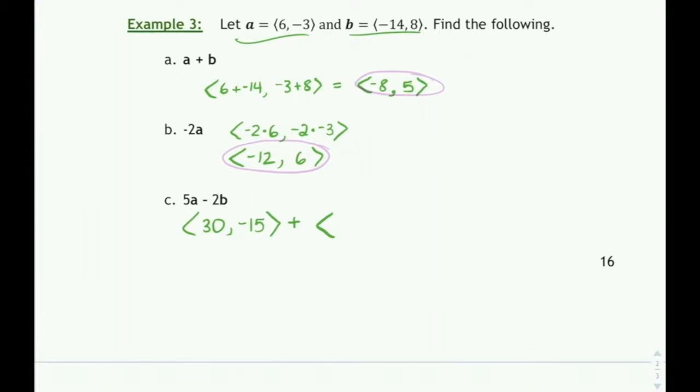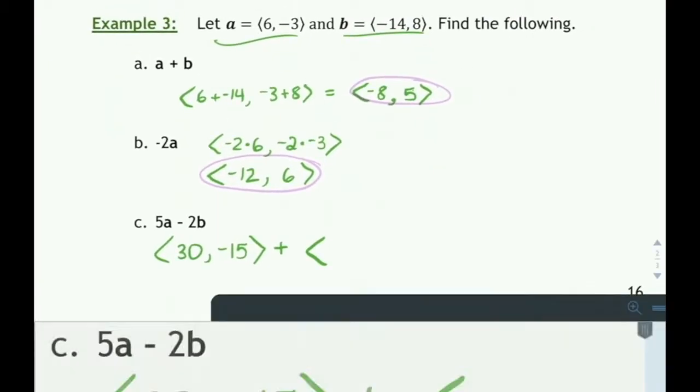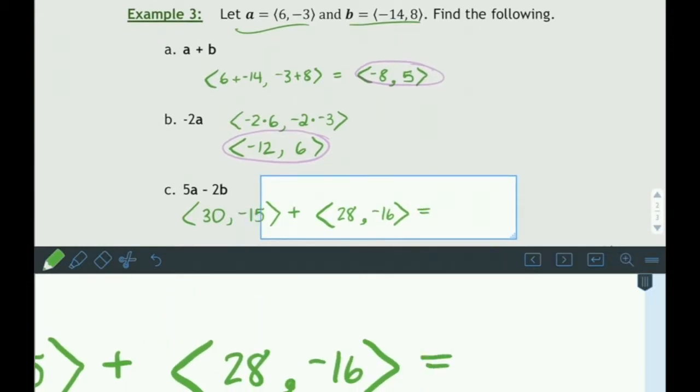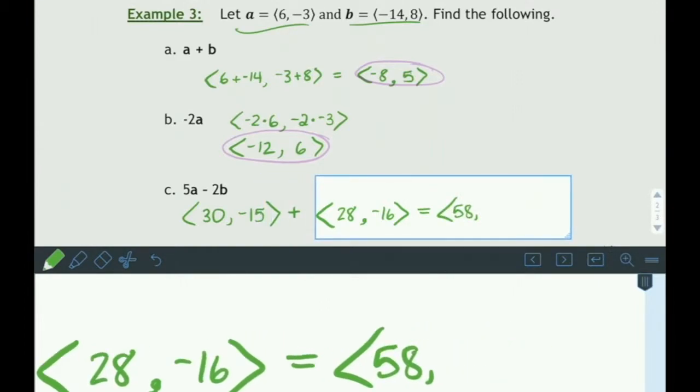That'd give me 28, and then negative 16. Add them together, you get a vector with a horizontal component of 58 and a vertical component of negative 31.